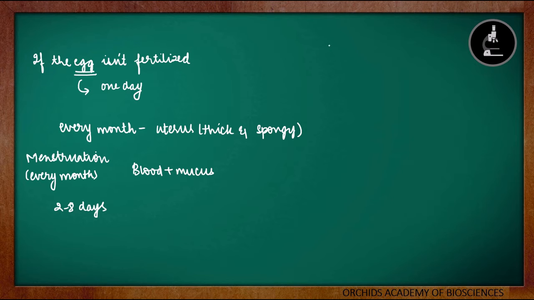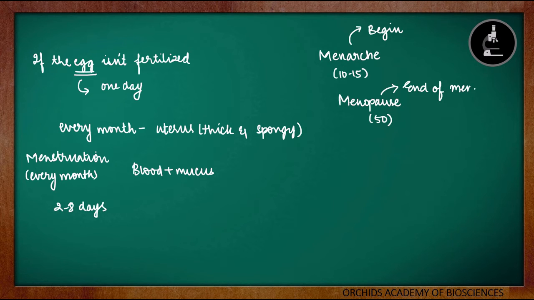In a girl, the beginning of the menstrual cycle is called menarche, which starts from the age of 10 to 15 years when a girl attains puberty, while the end of menstruation is called menopause, which takes place around the age of 50 years. After menopause, the woman will not be able to conceive again. So menarche is the beginning of the reproductive life, whereas menopause marks the end of menstruation.